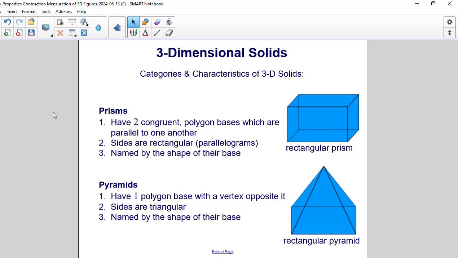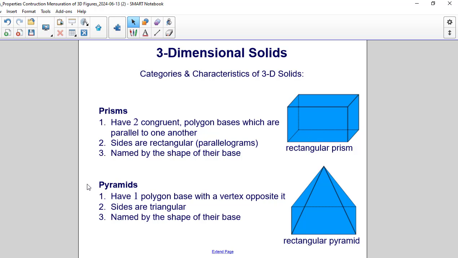Prisms. Prisms have two congruent polygon bases which are parallel to one another. Sides are rectangular or parallelograms, and they are named by the shape of their base. For example, this is known as a rectangular prism because the base is in the shape of a rectangle.